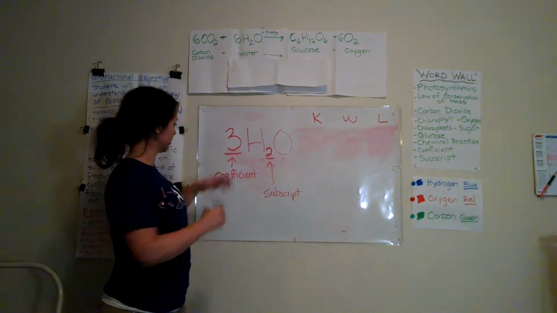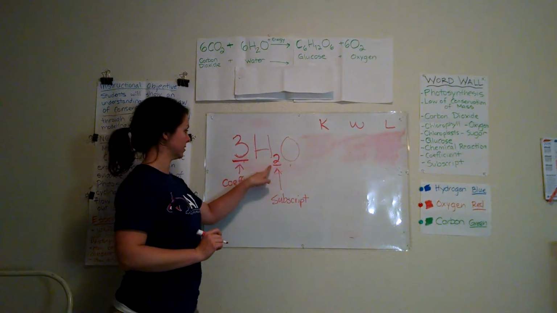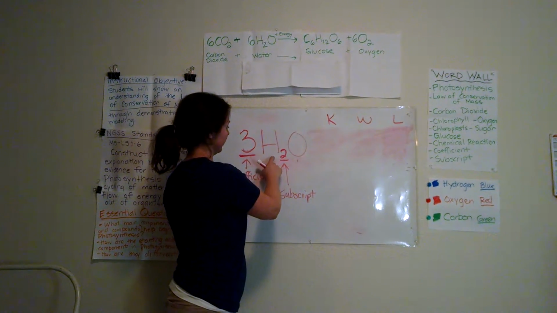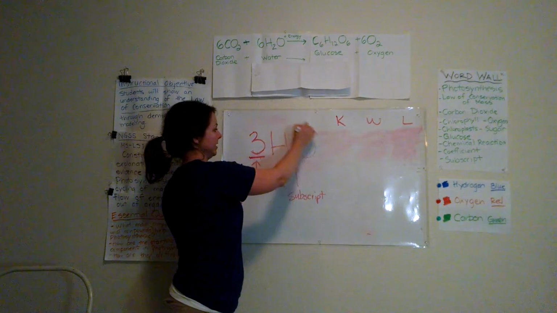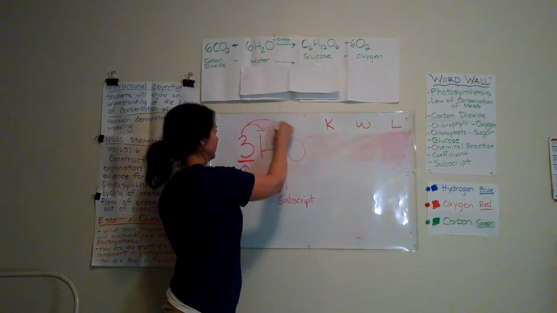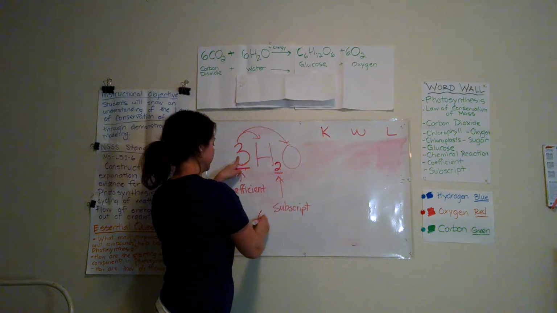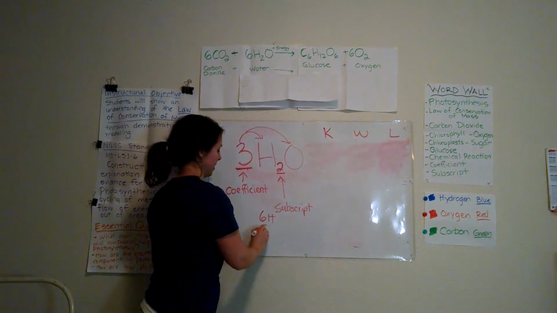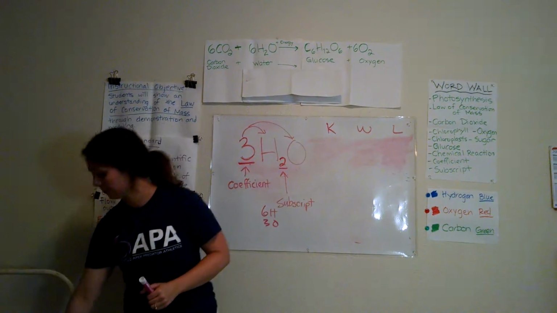So our coefficient was our big number on the left side, and our subscript was our little number that's always beneath the atom it's referring to, so it is the smaller number. So our coefficient deals with the entire molecule, subscript only dealing with the atom. We're going to distribute the coefficient each time, in this case, to get 3 times 2 hydrogen, 6, and 3 times 1 oxygen, so we'd have 3 oxygen. So that could help guide you along when you're constructing these.